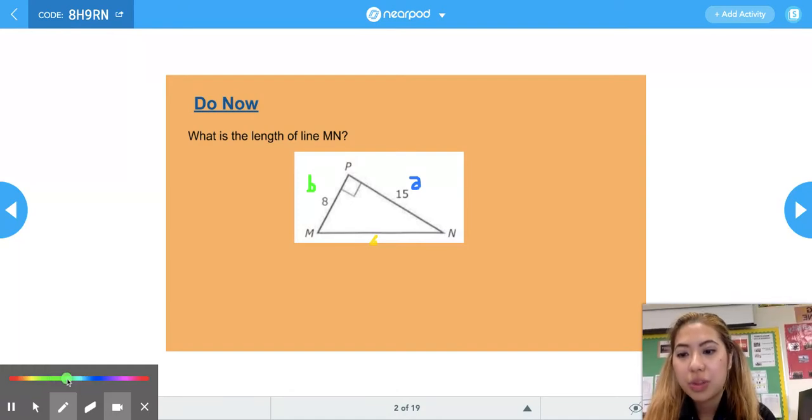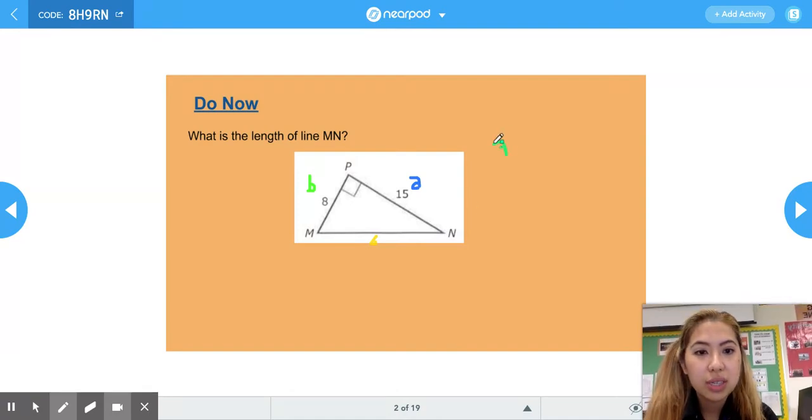So now I'm going to write the Pythagorean theorem equation, which is a squared plus b squared is equal to c squared, and I'm going to plug in the numbers that we know. So we know our A and our B, so we have 15 squared plus 8 squared is equal to c squared. We don't know what our C is.